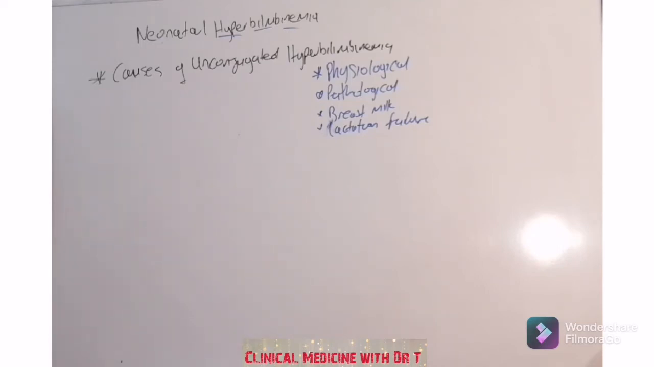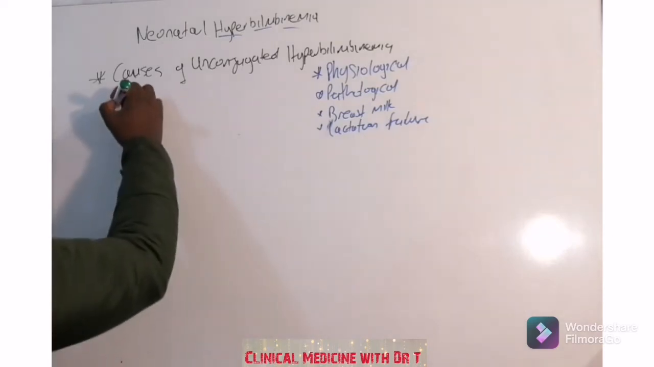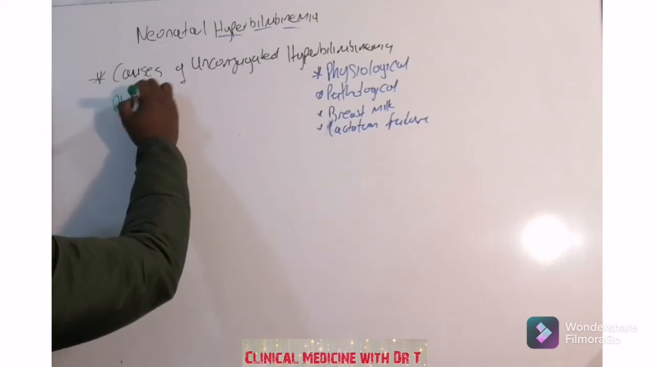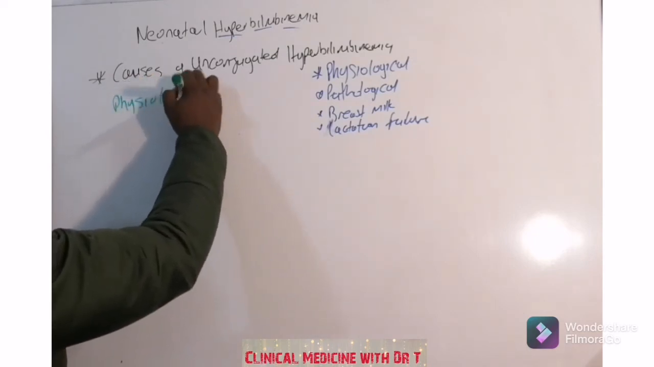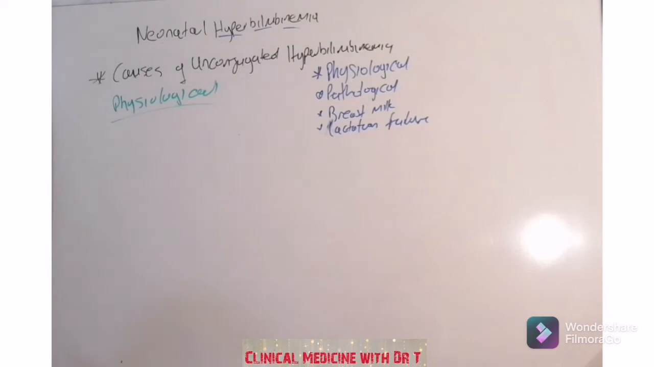Now we have compared physiological jaundice or physiological hyperbilirubinemia with pathological hyperbilirubinemia. Okay, now let's talk about physiological hyperbilirubinemia. Why do they get this? It's the commonest, guys. It's the commonest. So why do they develop this?